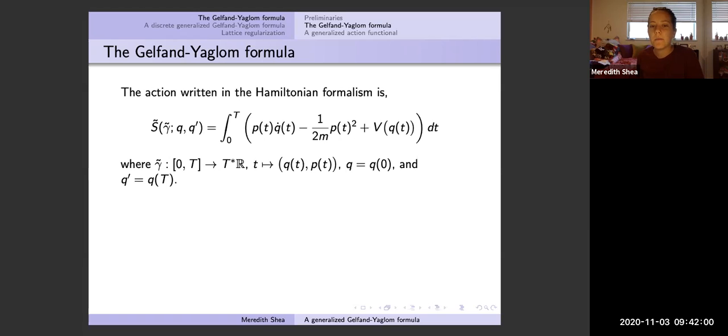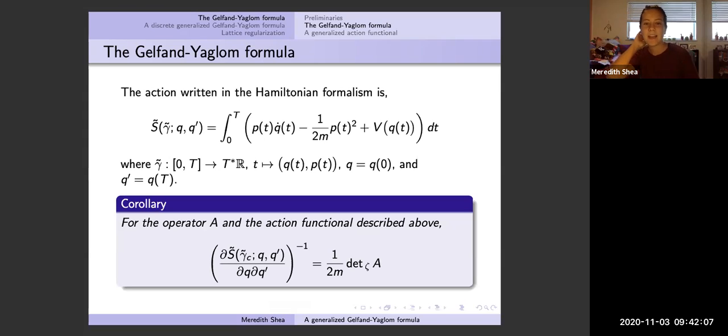And the reason I denote them is we can think about them like parameters, and we can actually take derivatives of the action with respect to them to get a corollary of the Gelfand-Yaglom formula. And so for the operator A and the action functional described above, we have this alternative Gelfand-Yaglom formula. Where instead of the derivative of the classical path with respect to p, now we have the derivatives of the action functional, but it is inversely related.